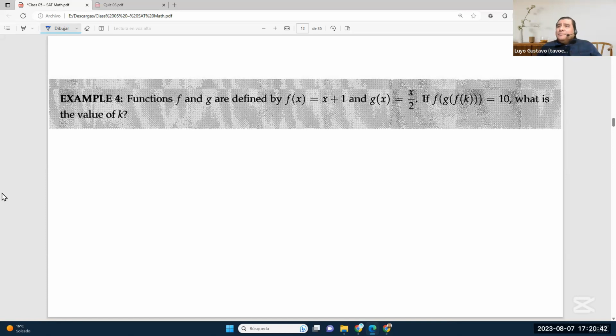Now, you can do things in this way. You can go to the innermost function call or output expression. The innermost would be f of k.